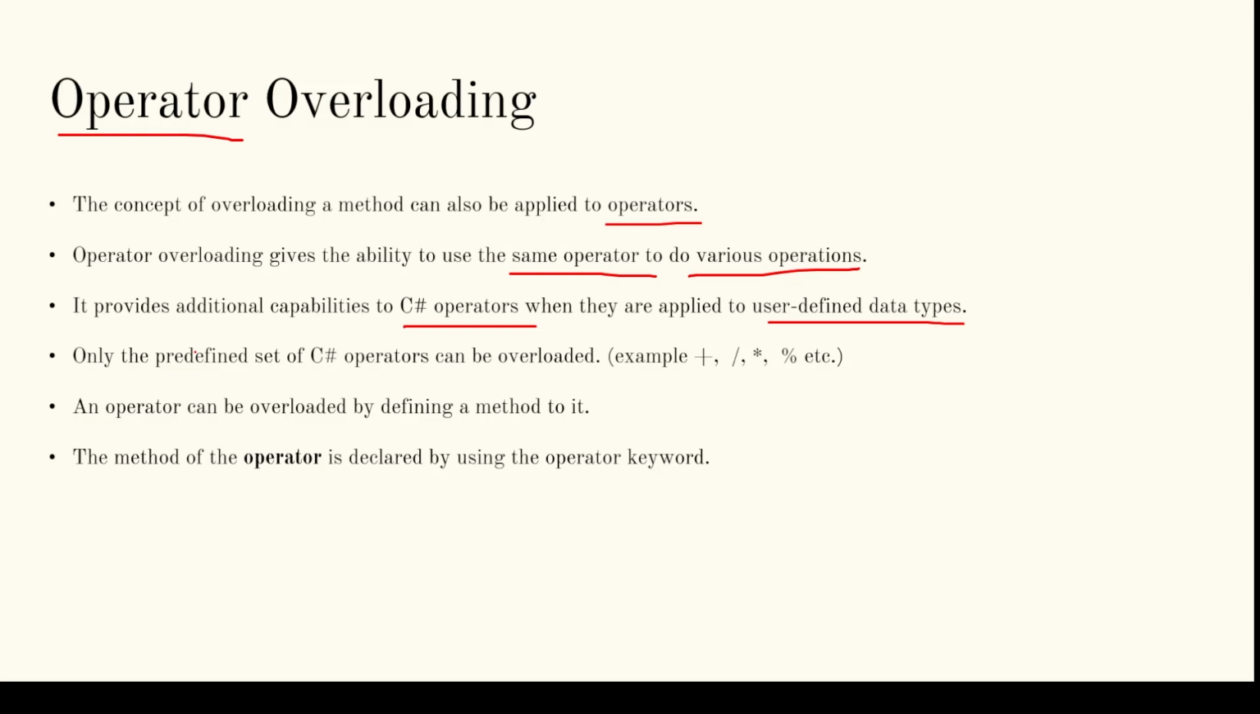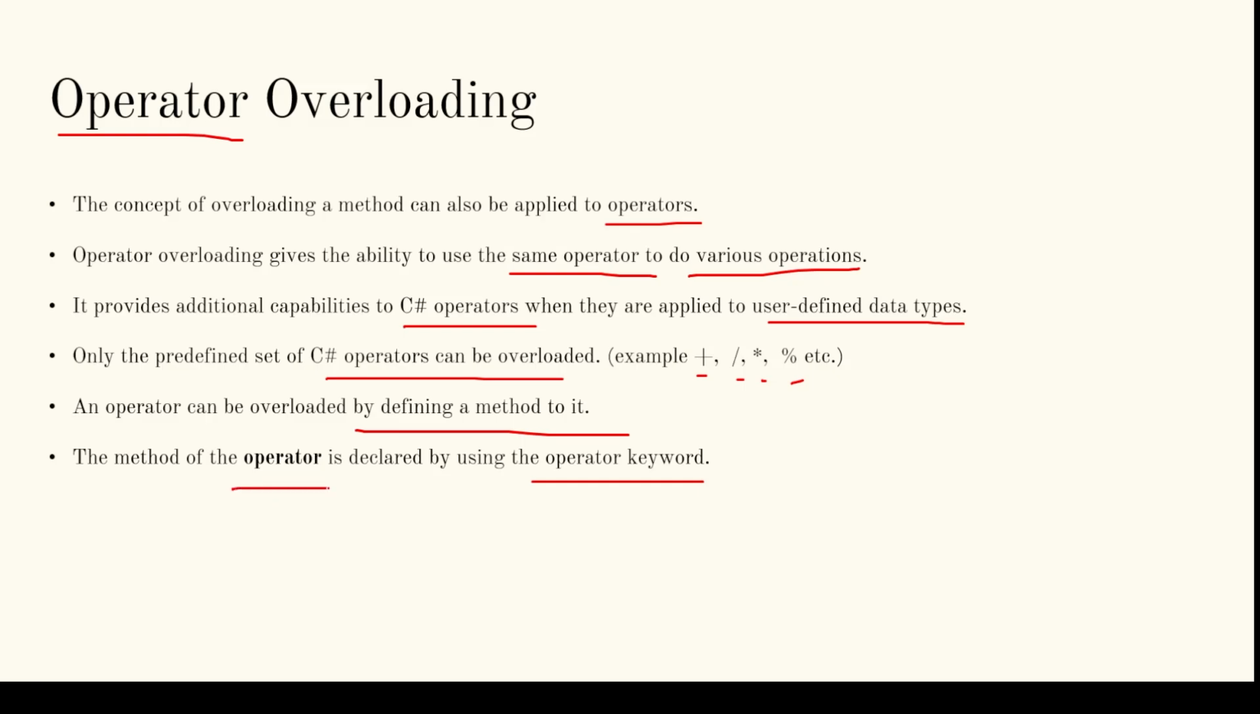Only a predefined set of C-sharp operators can be overloaded. For example, we can overload plus, negative sign, forward slash, multiply, and percentage. These are just some examples, but there are other operators that we can overload, and there are some operators that we cannot overload also. So there is some limitation. An operator can be overloaded by defining a method for it. The method of the operator is declared by using the operator keyword. So when you are overloading an operator, you have to use the operator keyword.